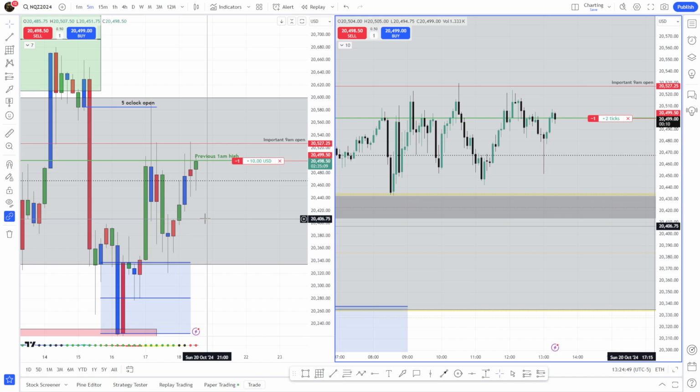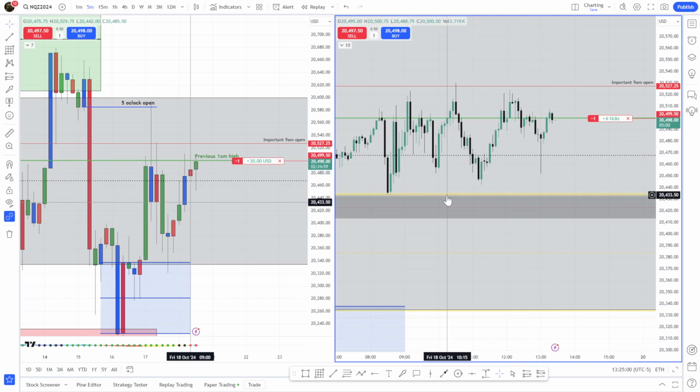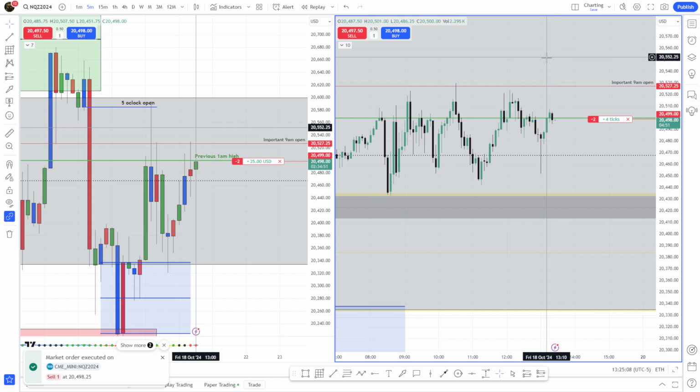Okay. So what I would like to see happen is I would like to see this candle open up, which it did. It created this wick, and then it runs up above this previous 1 a.m. high. Okay, now we just ran above it and we CSD'd this candle. Okay, we're going to sell another one.